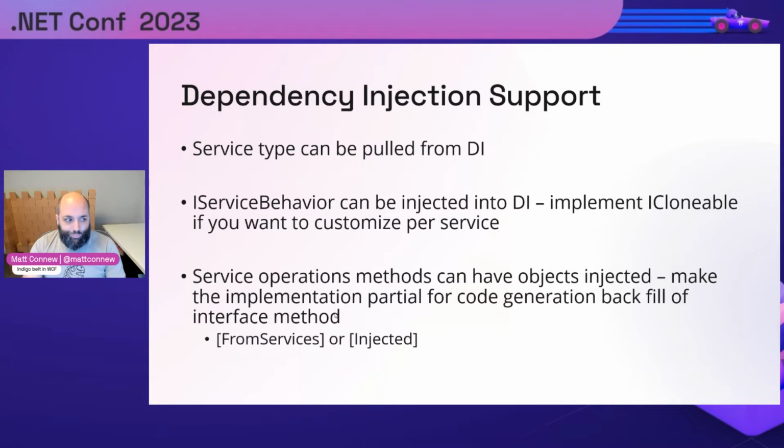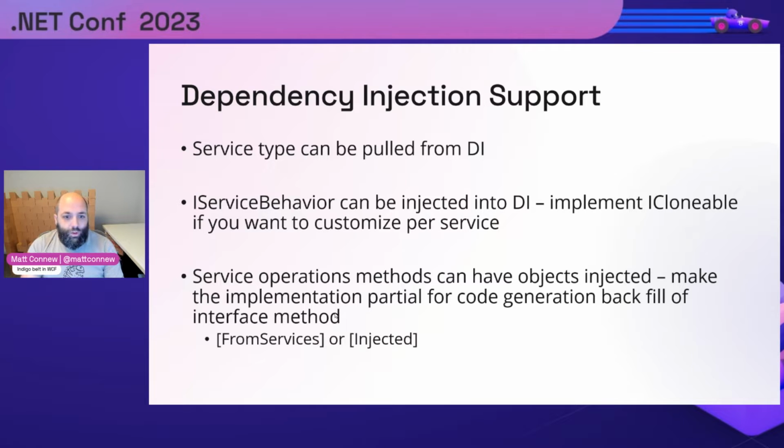Okay, so first thing is dependency injection support. So we've enabled being able to pull your service type from DI. So in WCF, you had to have a default constructor, and WCF would instantiate your instance based on that default constructor. But now you can have all your dependencies on your constructor and inject into DI, and CoreWCF will pick it up from there.